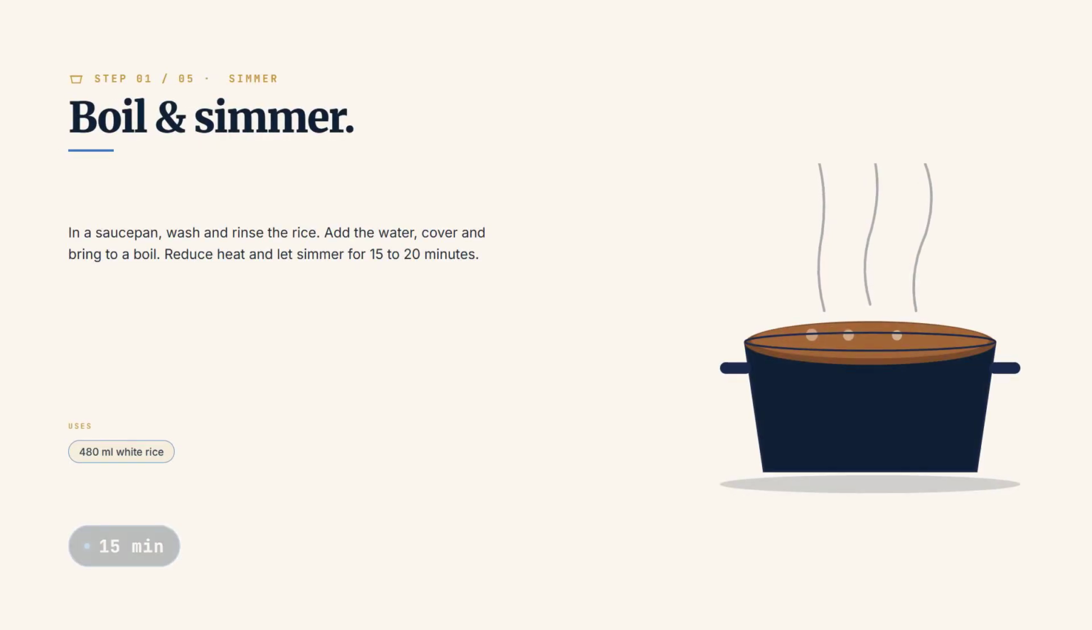Step 1. In a saucepan, wash and rinse the rice. Add the water, cover and bring to a boil. Reduce heat and let simmer for 15 to 20 minutes.